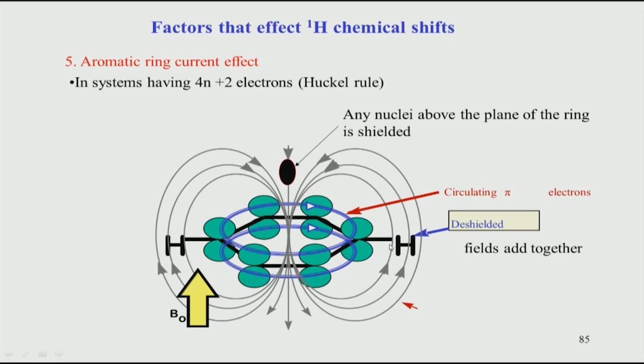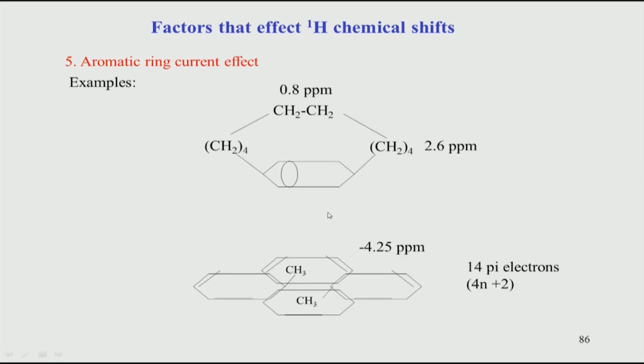But if the structure of the molecule is such that there is any hydrogen coming on the top of the ring, it will appear shielded. So, we will see examples of this type of system in the next slide. Here you can see there is an aromatic system. This is an aromatic ring, and you can see these hydrogens which are away from the ring, on the top of the ring.